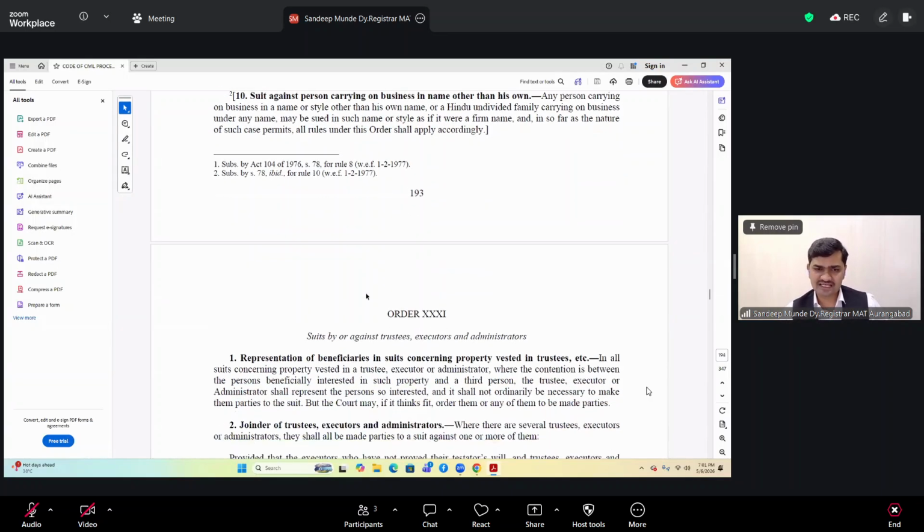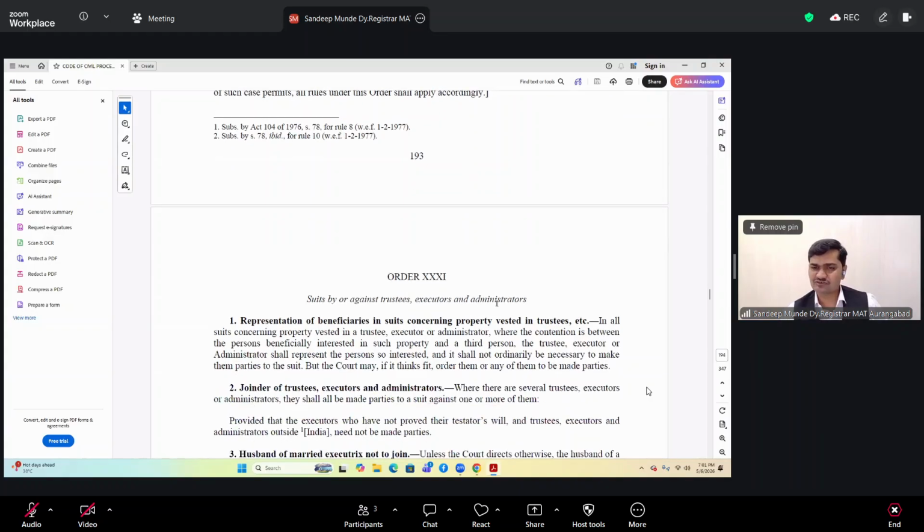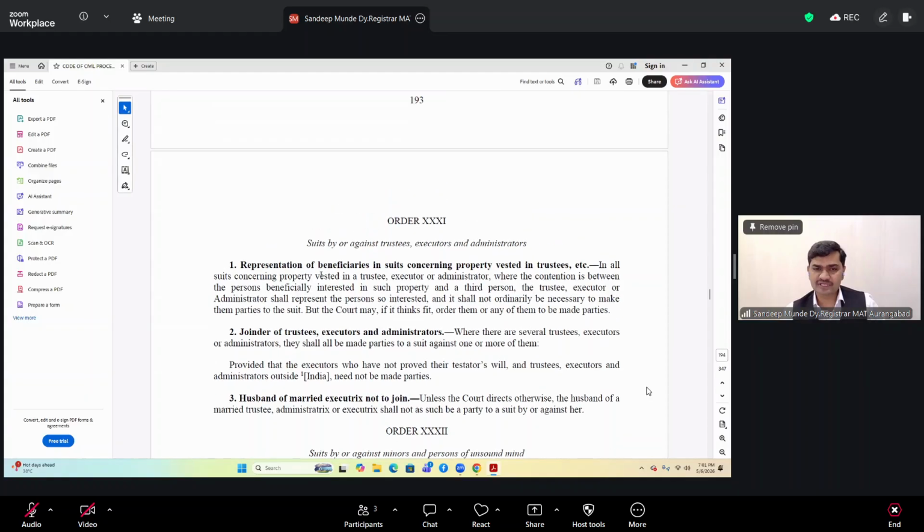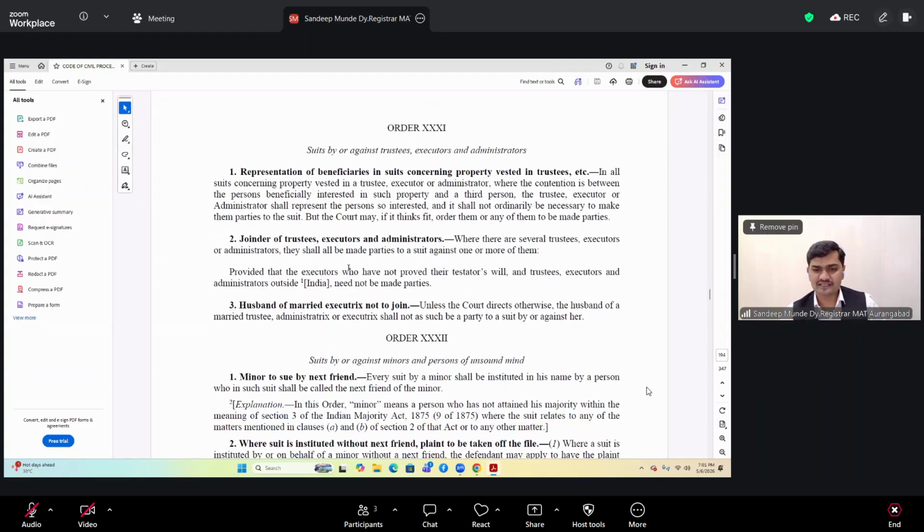Order 31 deals with suits by or against trustees, executors or administrators. All trustees are required to be joined, but all beneficiaries are not required to be joined as parties. Only the trustees or the interested persons can be joined as parties, with representation of beneficiaries in a suit concerning the property vested in the trustees. If there is a dispute regarding the management of a college authority, all the college students or professors are the beneficiaries, but they are not necessary parties to decide that dispute.